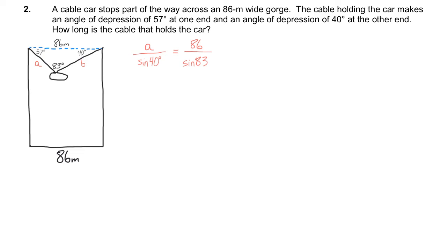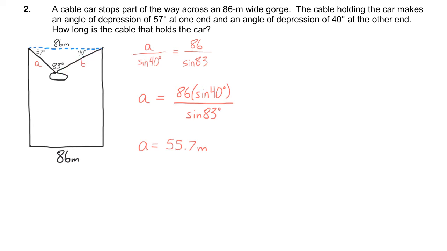Now I use cross multiplication to solve. And when you plug it into your calculator, you get an answer of 55.7 meters. So this part of the cable is 55.7 meters. Now a lot of people make a mistake here. They say, well, this is 55.7 meters. That means this is also 55.7 meters.